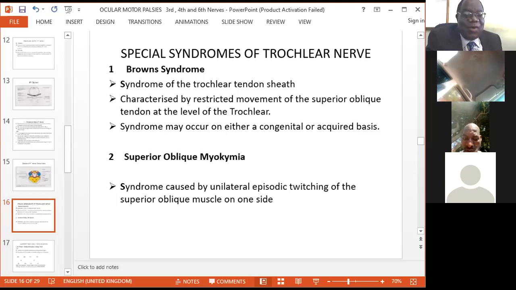Superior oblique myokymia is caused by unilateral episodic twitching of the superior oblique muscle. Instead of proper contraction, you find the muscle is just twitching. That's what is called superior oblique myokymia.